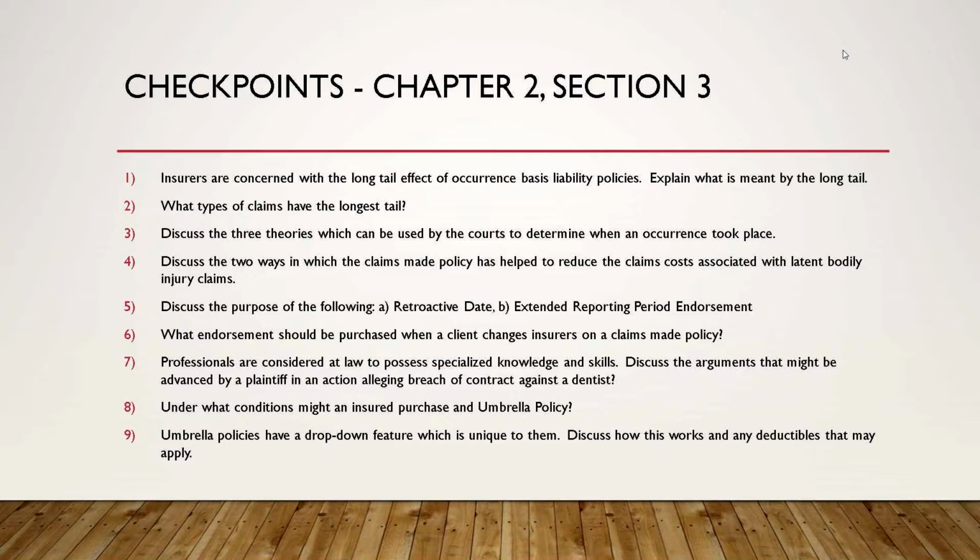What types of claims have the longest tail? It's latent bodily injury claims. I was asked what latent bodily injury meant in English, and I explained it as injuries or illnesses that appear several years after the initial exposure. So years ago, people were exposed to a lot of asbestos. Now they have cancer caused from that. It was probably 20 years from exposure to the onset of the disease. That's a latent bodily injury. So anything that has occurred but doesn't appear until several years later. That's the best way I can describe it.